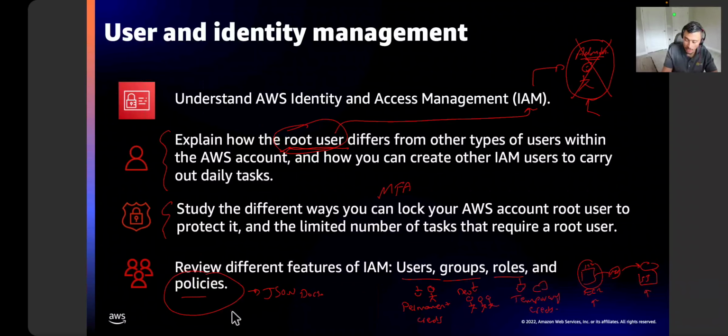So these are IAM policies. They can be applied to either a user, a group, or a role, right? Policies are how we basically write out those permission sets, right?